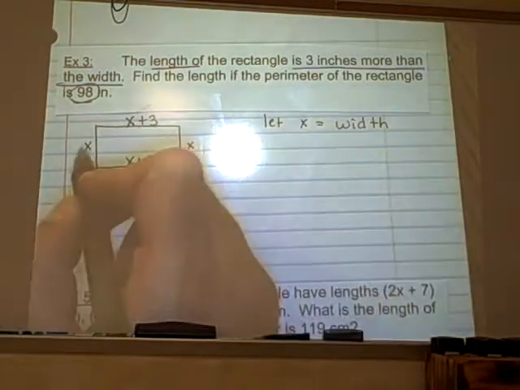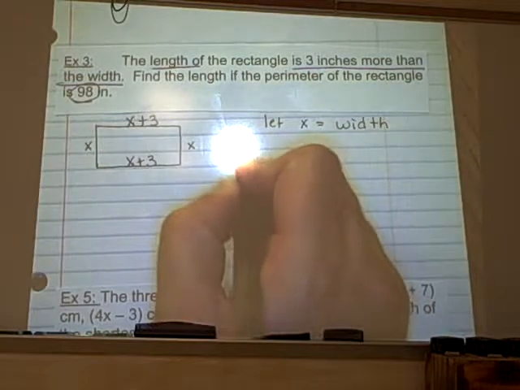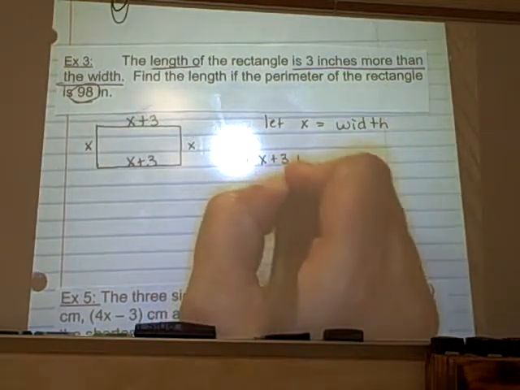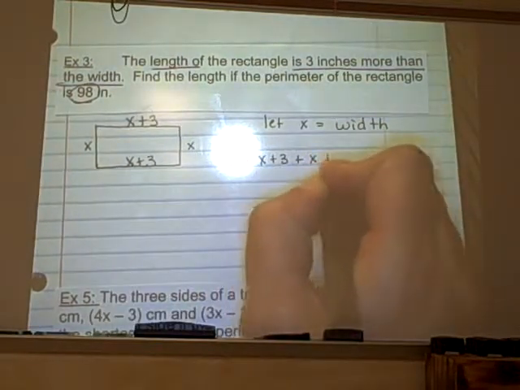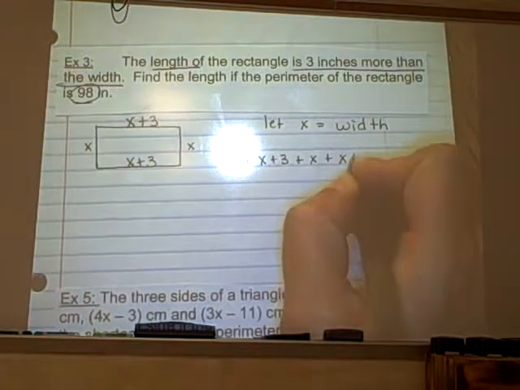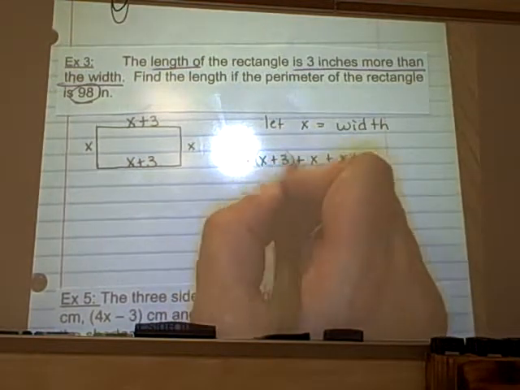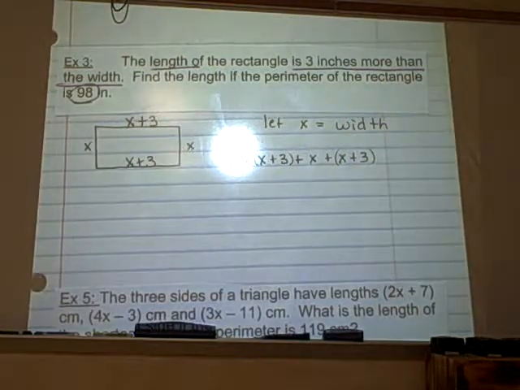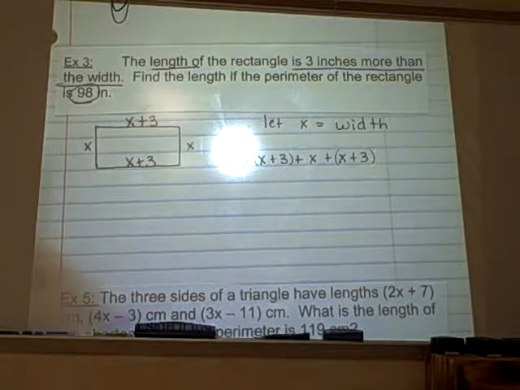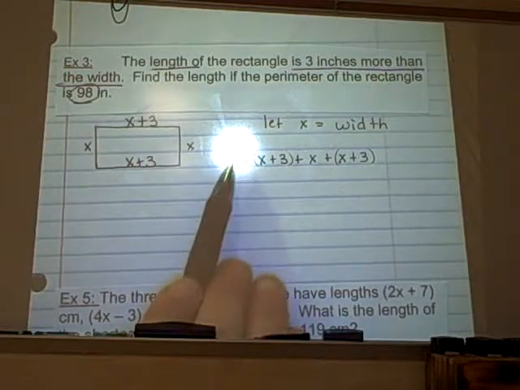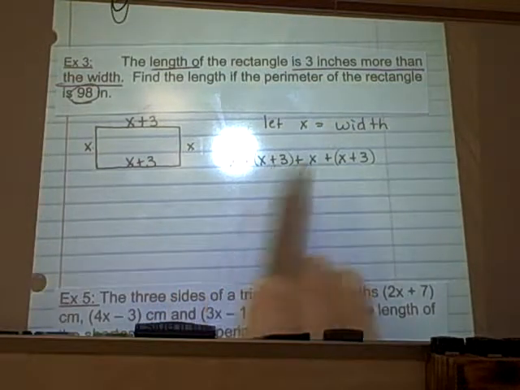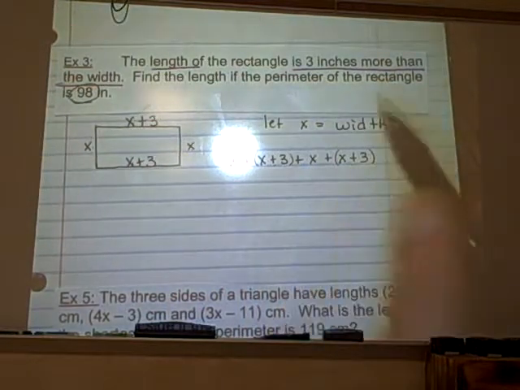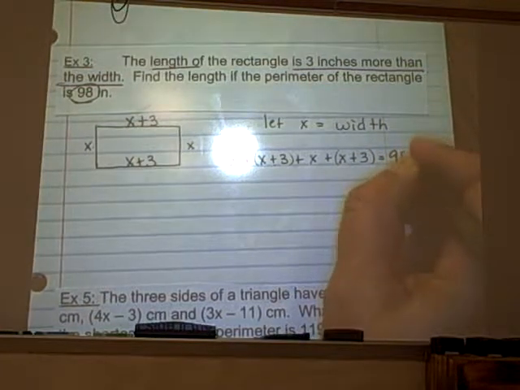So we need this one plus this one plus this one plus this one. You need all four sides. So like this, I'm going to put in little bitty parentheses, you don't really need them, so y'all can see that the x plus 3 goes together. So I've got the top plus the left plus the top plus the right plus the bottom. It has to all equal 98.